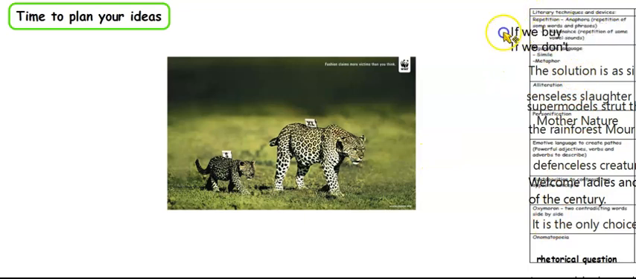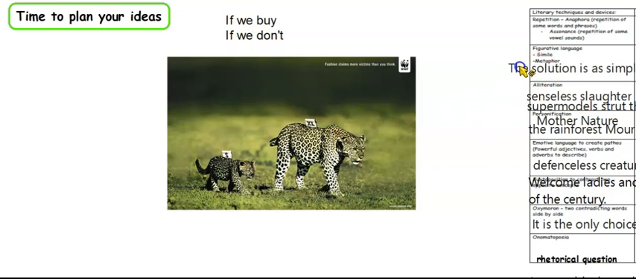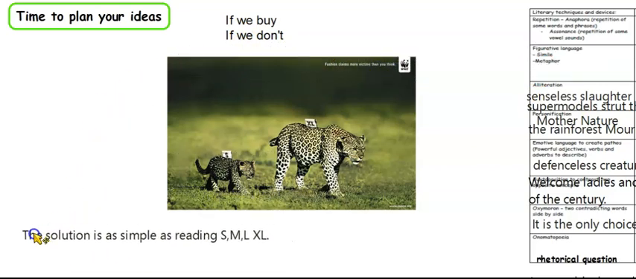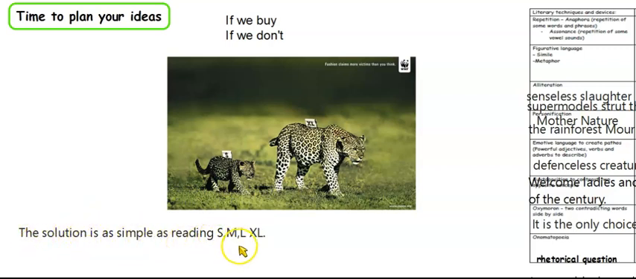So for repetition, I thought I would go with "if we buy fur", whereas "if we don't". So I'm going to use those same two sentence openers there for my repetition. I don't think I'm going to have a metaphor, but I am going to use a simile in my advert. I'm going to use this one: "The solution is as simple as reading SMLXL." So in other words, the solution is as simple as reading small, medium, large and extra large. This is a bit of a play on words, because usually you would say it's as simple as ABC. But in my case, because this is to do with the clothing industry, I'm going for this for my simile.